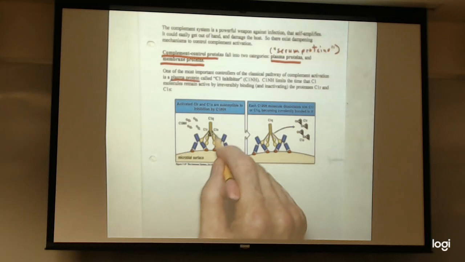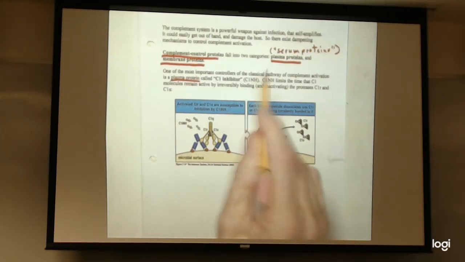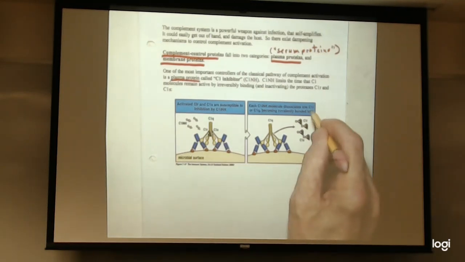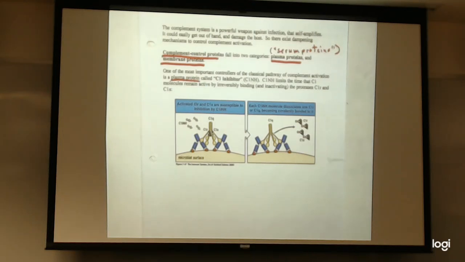Okay. So here we formed it. We're starting to cleave things here, but then C1NH comes along and peels off these R and S subunits, and now this is just a shell of its former self, and we're no longer cleaving C2 and C4.